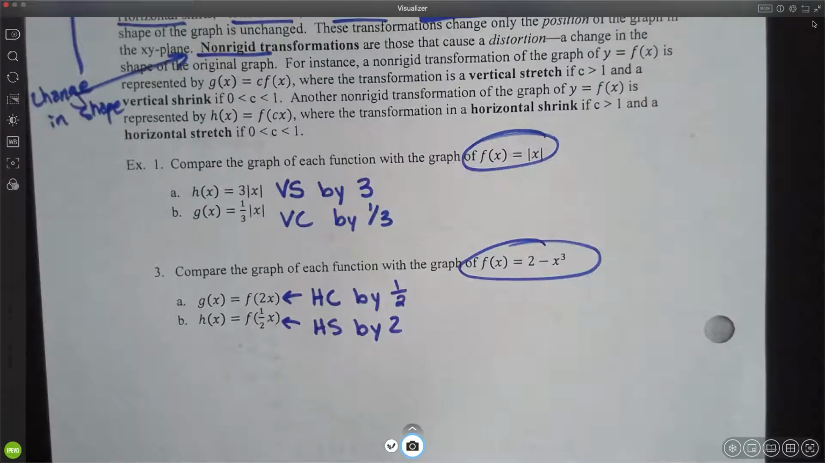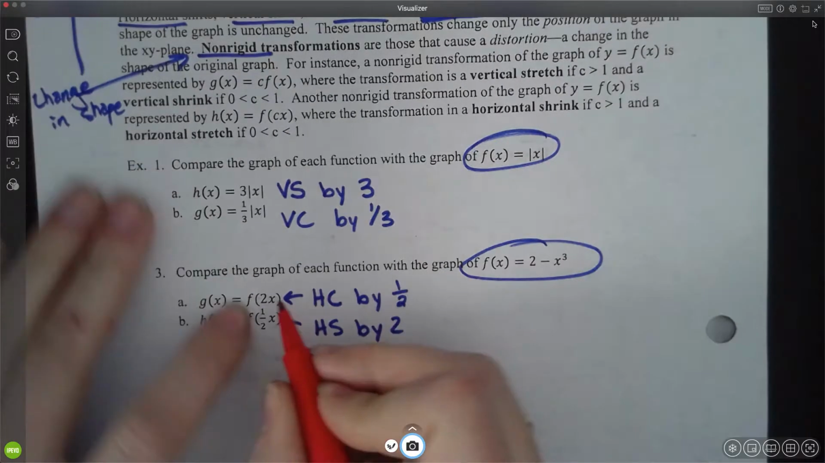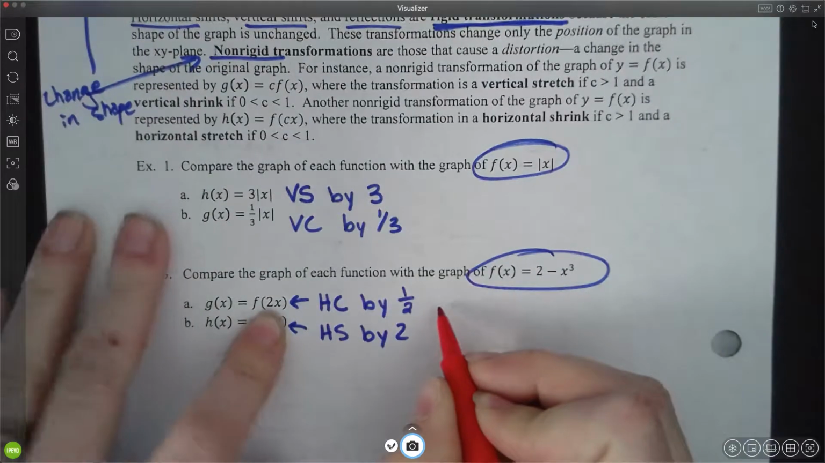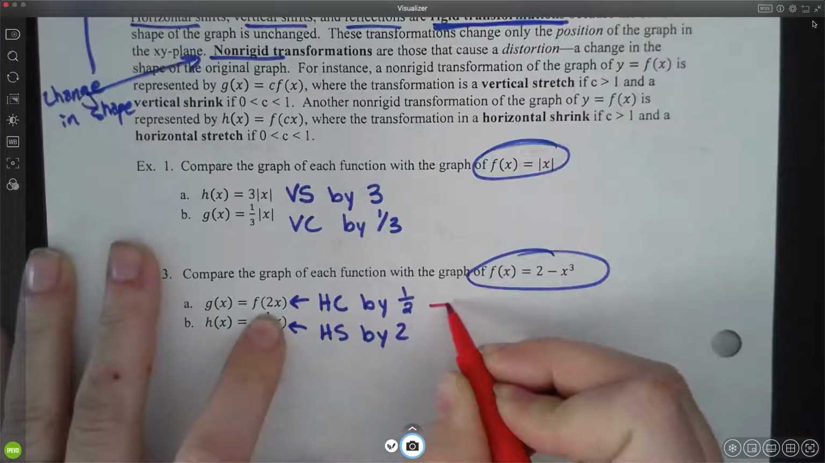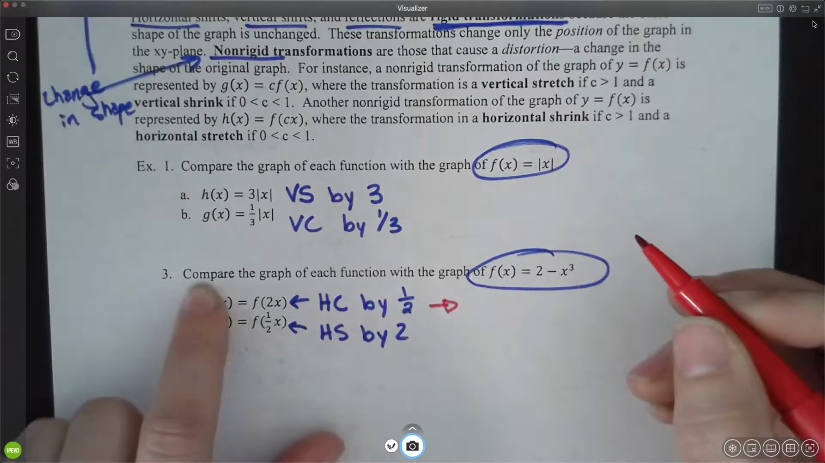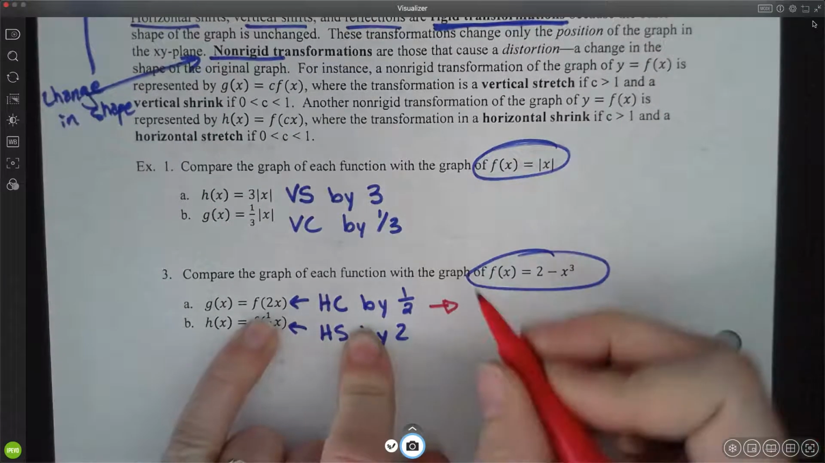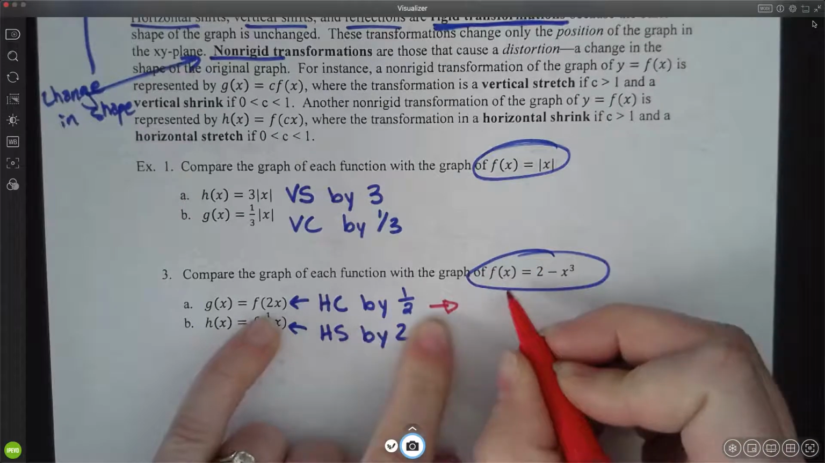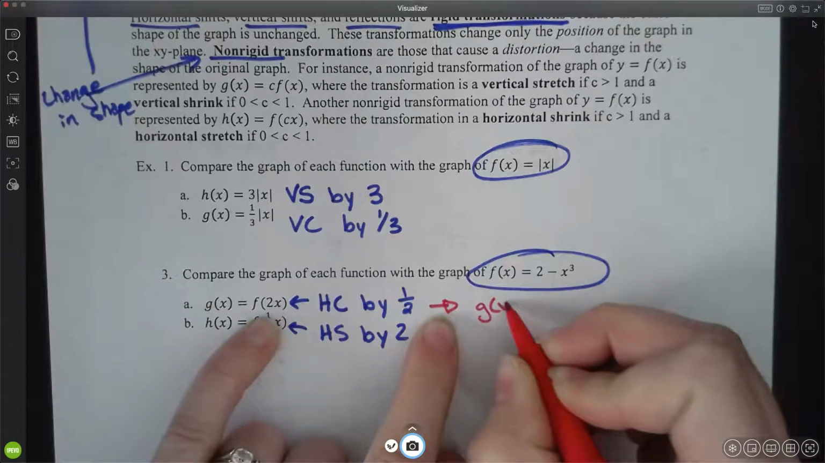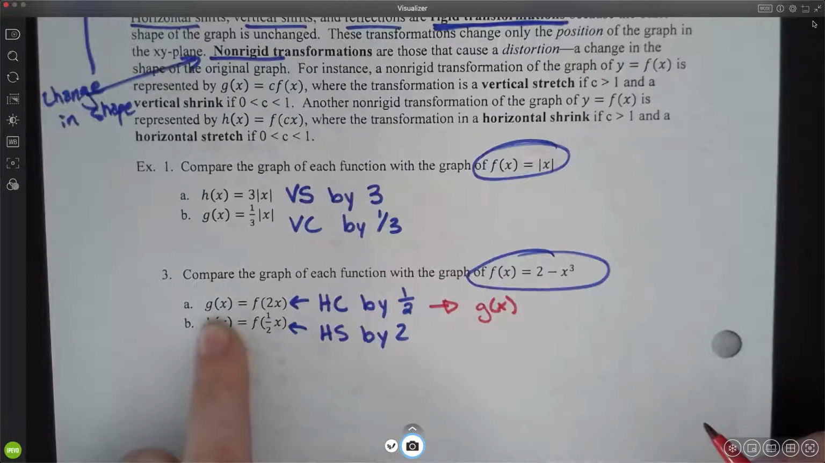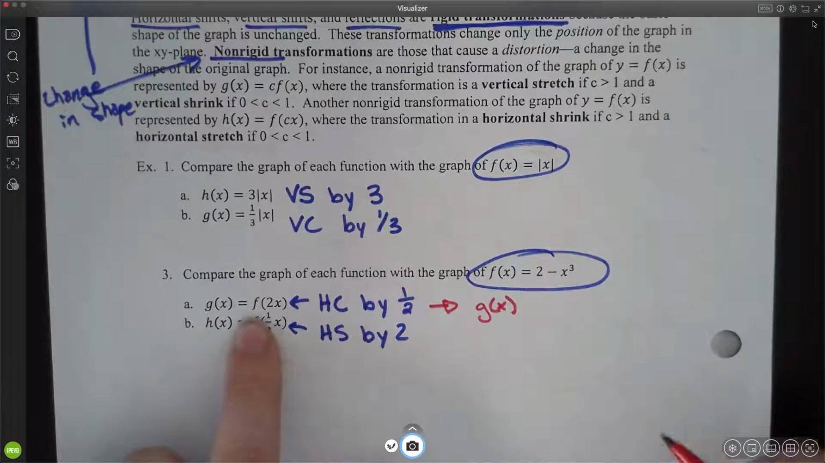Okay, so now they want us to actually write the function. We didn't even need to know that information, but it's good knowledge. Compare the graph of the function, so we want to know that it is a horizontal compression. But let's write the function out. What does f of 2x look like? We're going to call it g of x. G of x equals the new one, which is f of 2x. We plug 2x in for x.